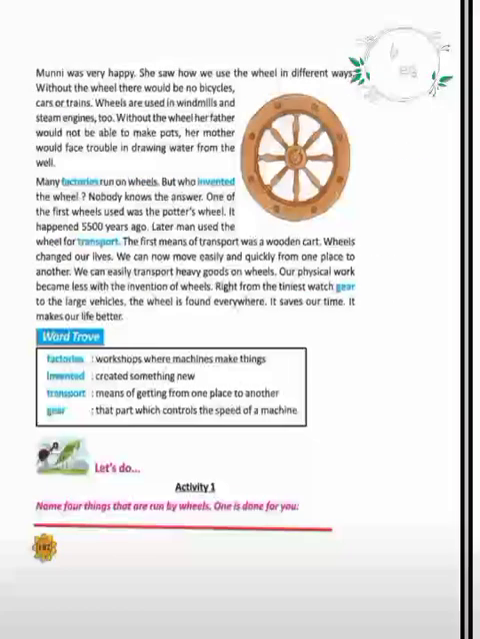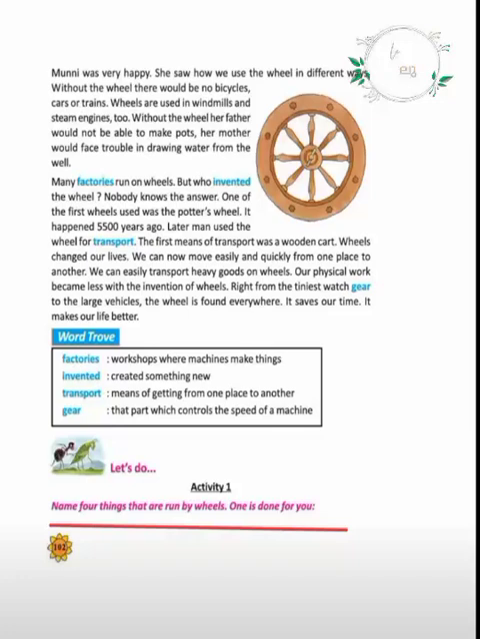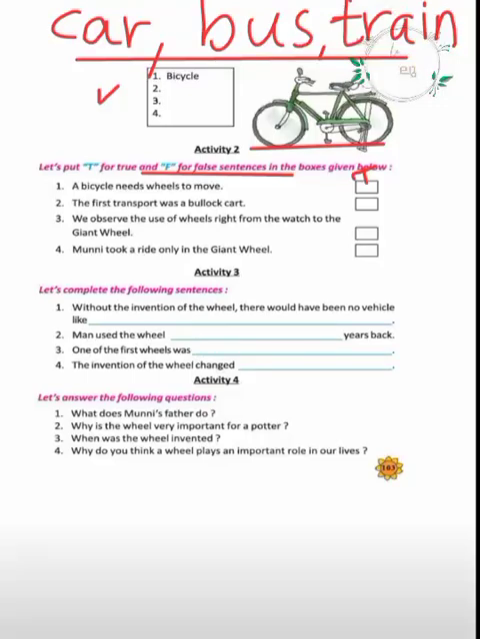It's written here. It was 5,500 years ago. So you can write it here. The wheel was invented 5,500 years back. One of the first wheels was, what was the first wheel?